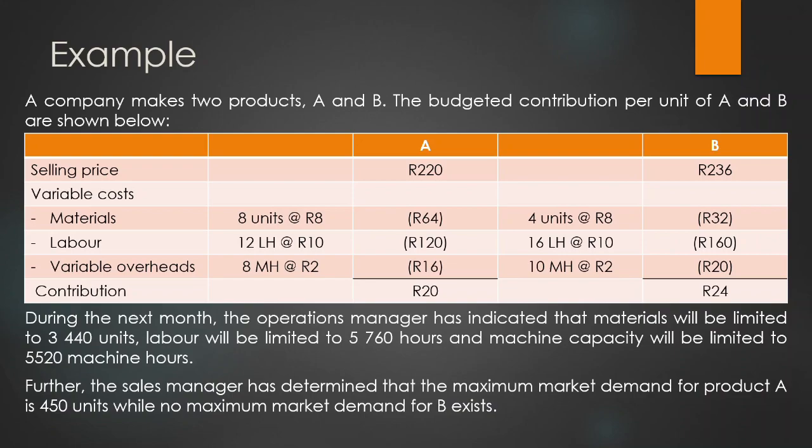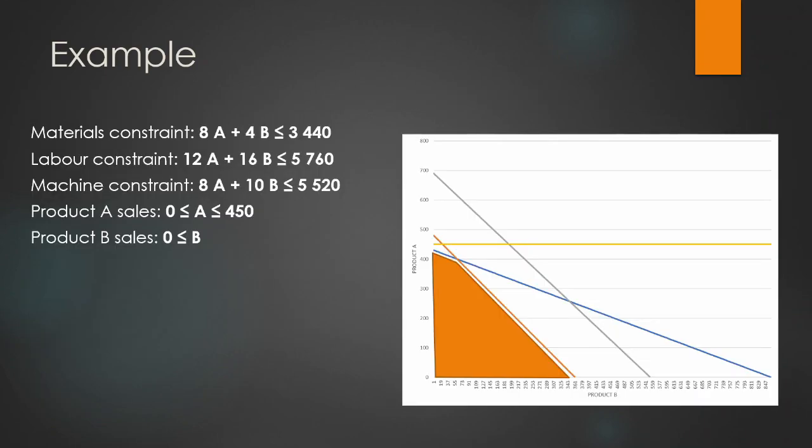We know that the contribution per unit of A is 20 Rand, while the contribution per unit of B is 24 Rand. Therefore, our total contribution would be calculated as 20 Rand multiplied by A plus 24 Rand multiplied by B. We can write our objective function out as maximize C equals 20A plus 24B.